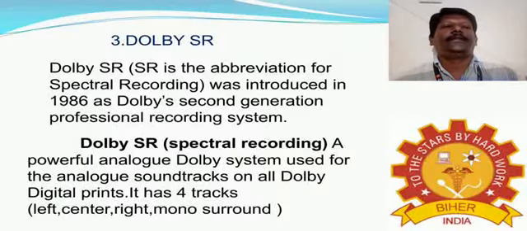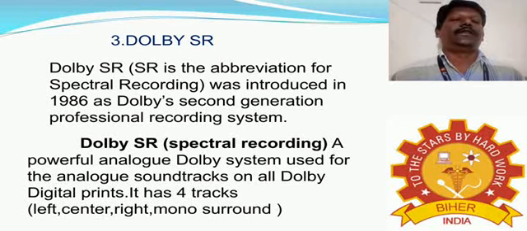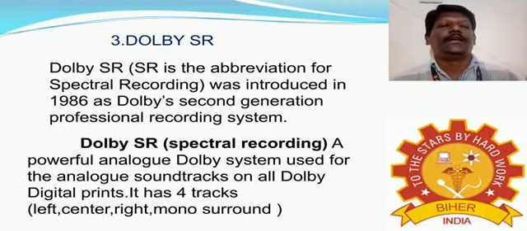Then Dolby SR. SR is the abbreviation for spectral recording. Dolby SR was introduced in 1986 as Dolby's second generation professional recording system. Dolby SR, a powerful analog Dolby system used for the analog soundtracks on all Dolby digital prints.